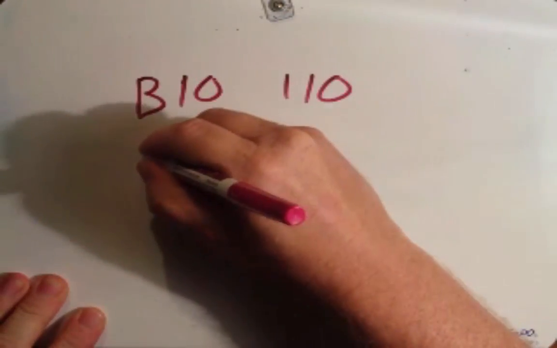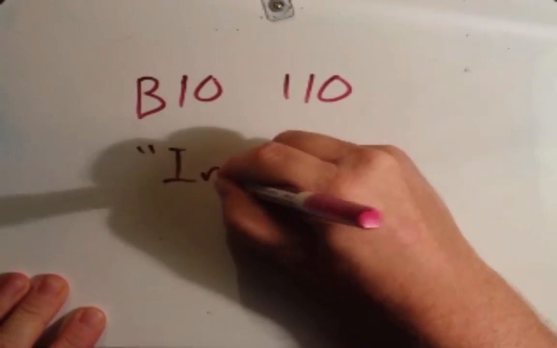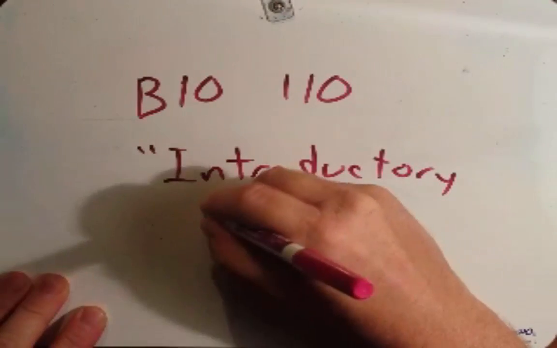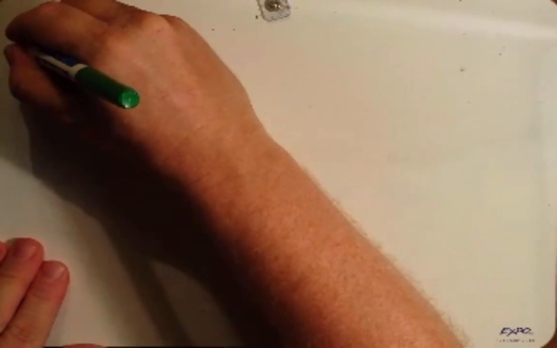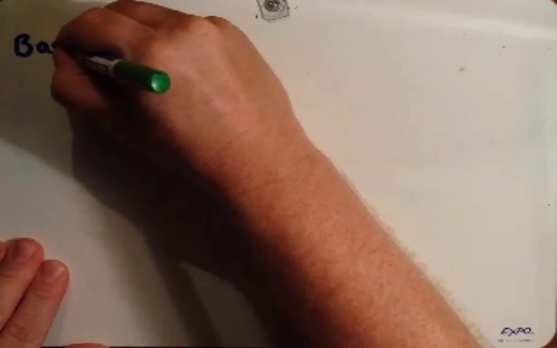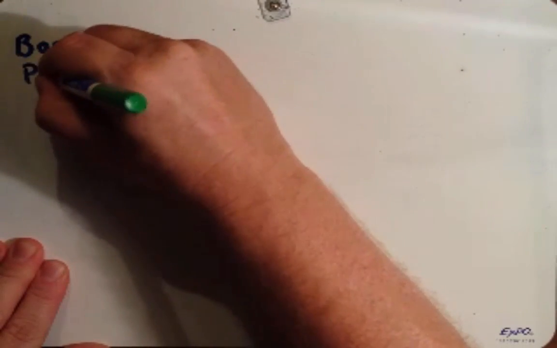This is Biology 110, our introductory biology course. You'll find that this course provides a nice foundation for all of biology. As we move forward in this course, we're going to begin by talking about basic properties of life.